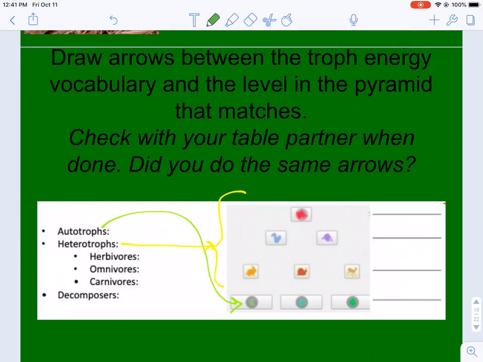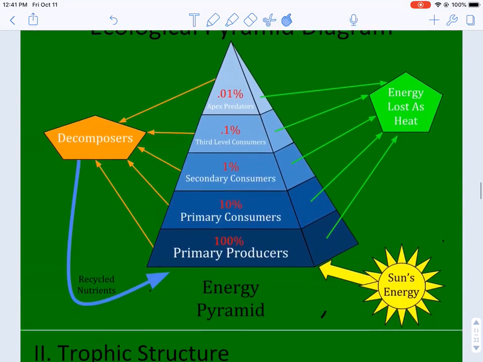Herbivores will be that first level. Omnivores often second. Carnivores up on top. Now, if we think decomposers are not actually in here. So the next model that we're going to look at, trophic structure, is a much more comprehensive view of what's going on with decomposers and with energy and amounts. So let's dive into that third model.